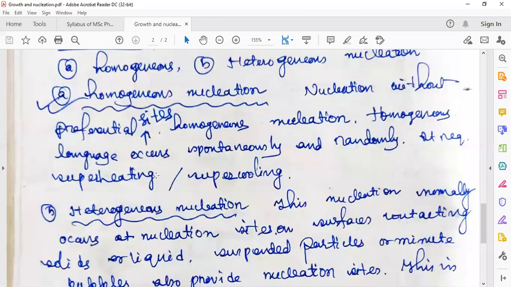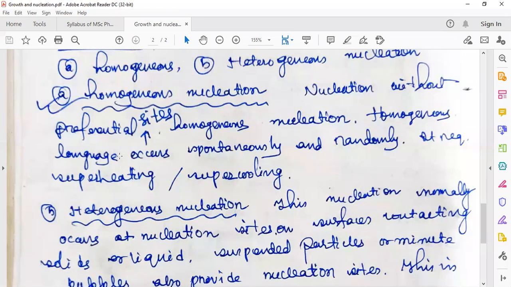So nucleation without preferential sites is homogeneous nucleation. Preferential site means that for such nucleation to take place, there is no material or base. Such nucleation can take place without any base. Base means a preferential site, like some support. Nucleation without any preferential site means there is no support for nucleation to happen.